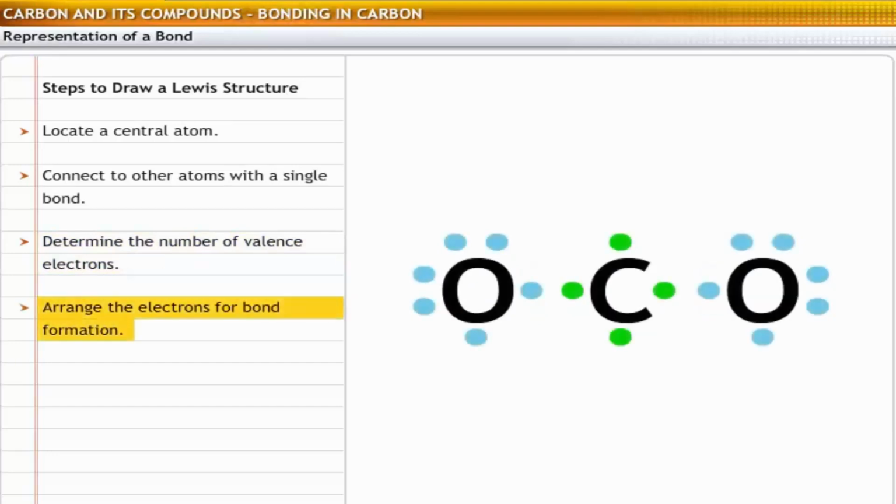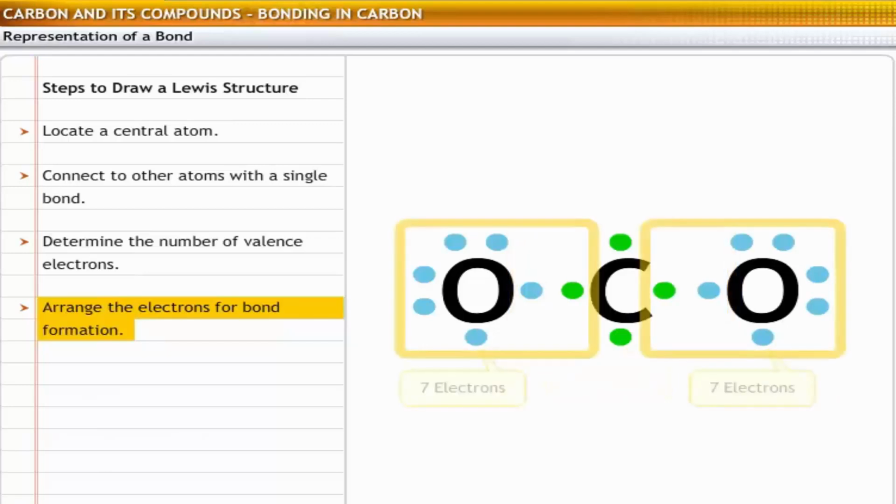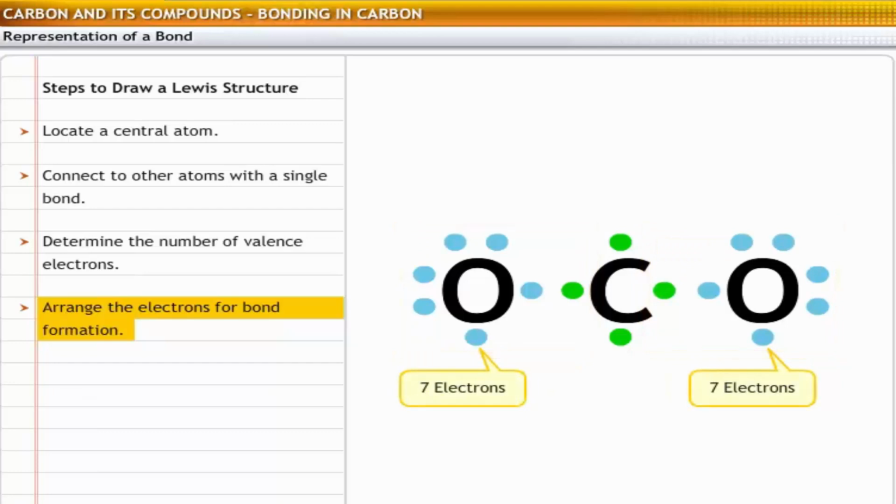The next step is to arrange the electrons so that each atom contributes 1 electron to a single bond. Now, in the present example, when such an arrangement is done, we can see that there are 6 electrons around carbon and 7 around each oxygen atom. This means that the octet is not complete.